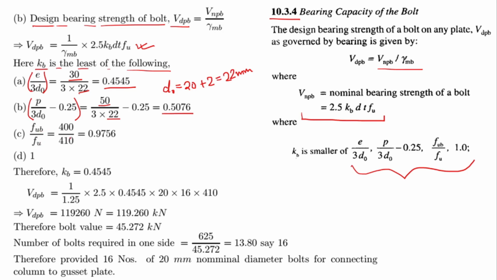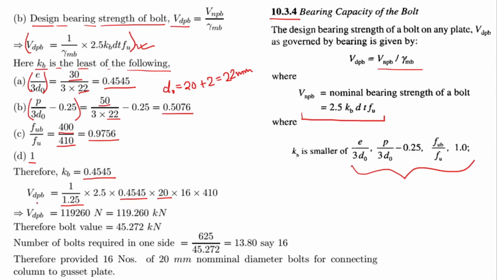Then f_ub by f_u. f_ub is the ultimate stress of the bolt, which is 400. Then f_u is the ultimate stress of the plate, which is 410. So the ratio is calculated as 0.9756, and then the last value is 1. Among these four values, the least one is 0.4545, which will be used as k_b.